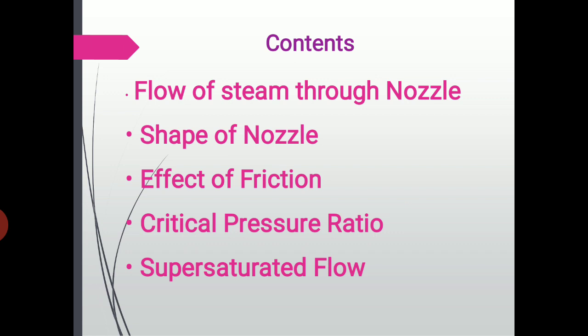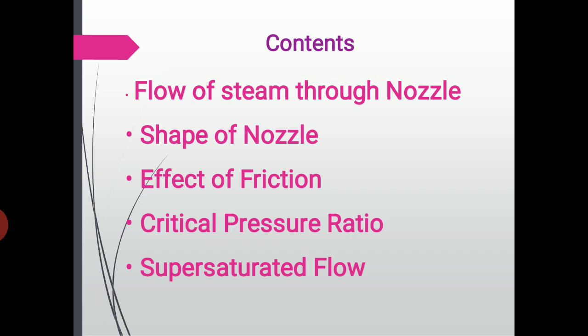So, the first content will be flow of steam through the nozzle. How exactly the flow of steam through the nozzle takes place. Then, shape of the nozzle. We are going to study what are the different shapes of nozzle. Then, what is the effect of friction in the nozzle? Then what is critical pressure ratio? Then what is supersaturated flow?